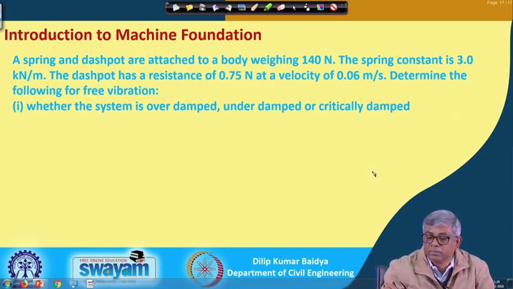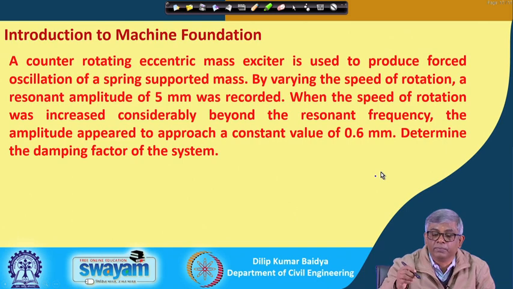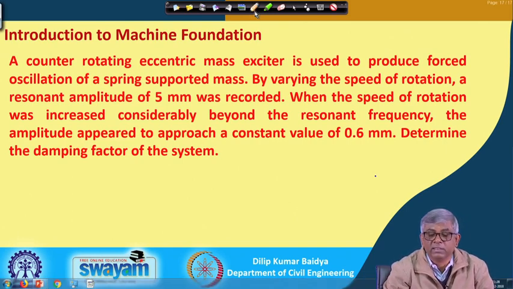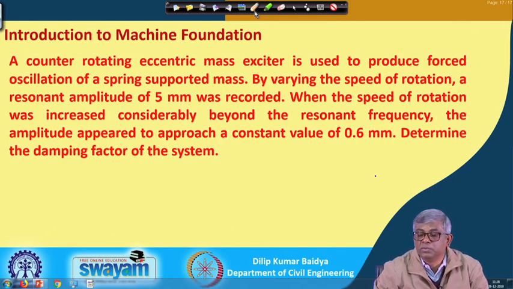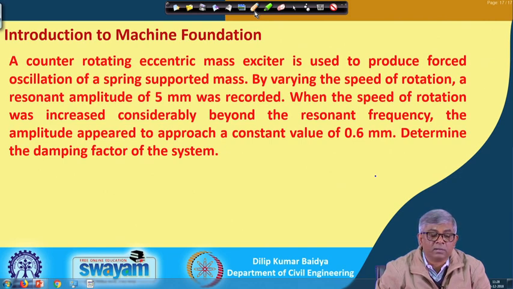Next, go to the third problem. Okay, this is the problem. You can see a counter rotating eccentric mass exciter is used to produce forced oscillation of a spring supported mass by varying the speed. Counter rotating means it is like this, as I have explained before also.